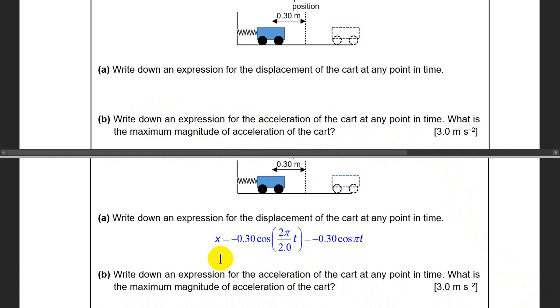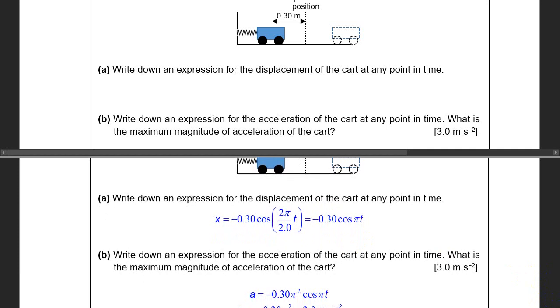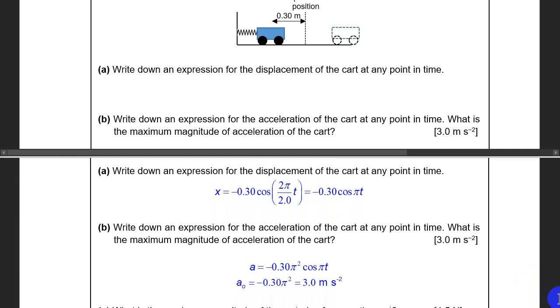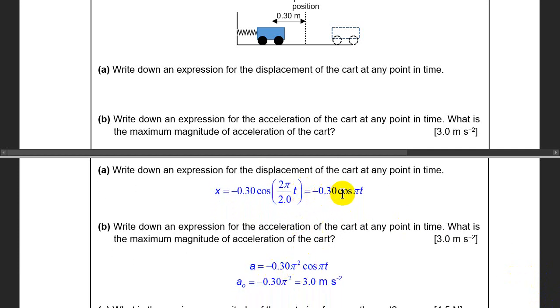if we forgot the formula for acceleration, we can just differentiate x 2 times, because differentiating x 1 time gives the velocity, and differentiating another time you get acceleration. So if you differentiate 2 times, you get negative. The pi can bring out, differentiating 2 times, pi brings out 2 times, so it's minus omega square x naught. Okay, so it's negative 0.30 pi square cosine pi t. Okay, so this is the formula for the acceleration.